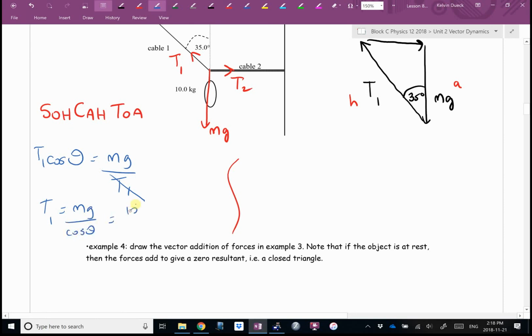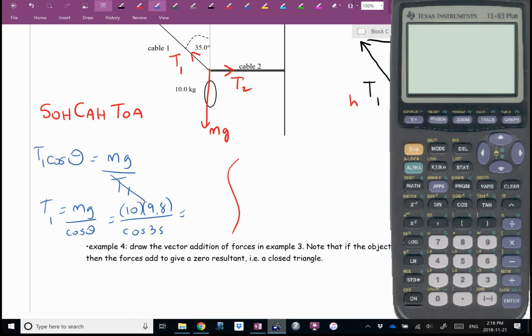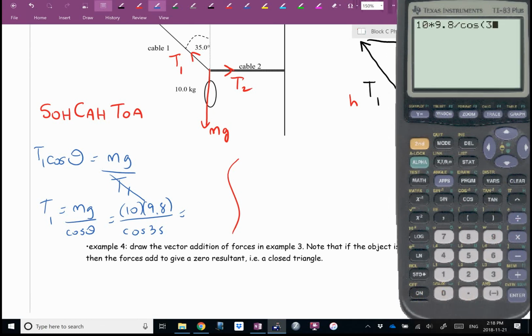It's going to be 10 times 9.8 over cos 35. Do you get 119.63, 120? Is that right? Yes. Yeah.